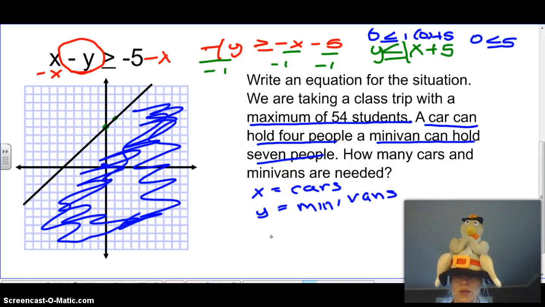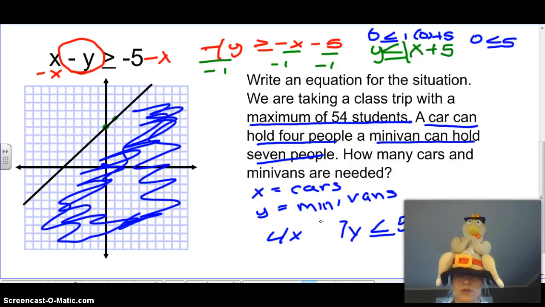So I know that 4 people can be in one car, and I know that, oops, I was going to say 6, not 6 people. Let's try that again. 7 people in a minivan, so that's minivans. And it says a maximum of 54 students. So I'm going to have 54 students or less. So that should be less than or equal to 54.